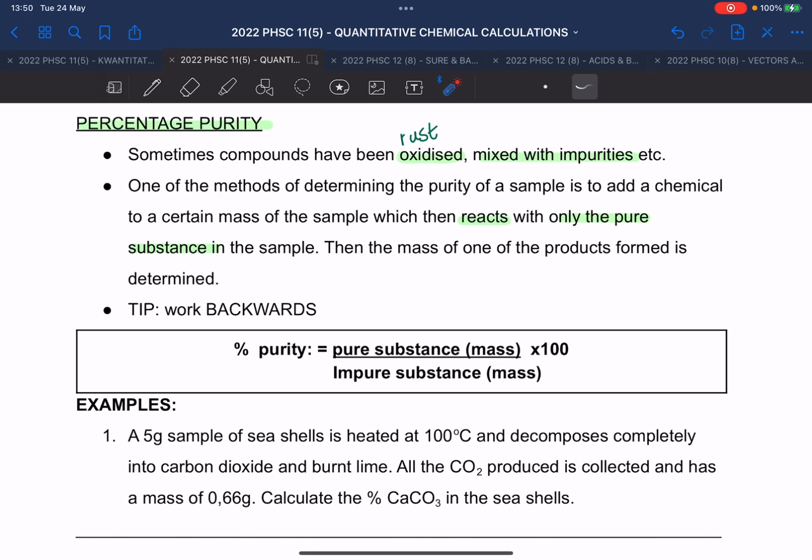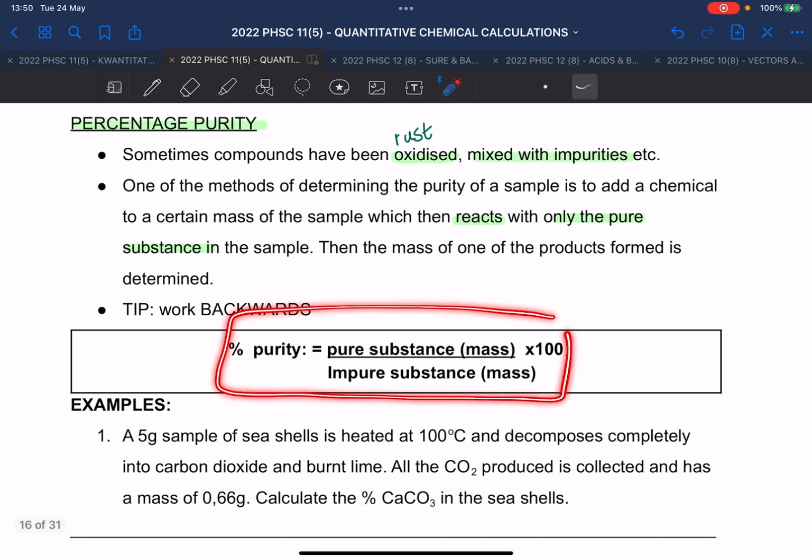Then the tip says work backwards. I'm going to explain that tip in the example just now. That formula there is not on your data sheet, the same as on the previous page. So you don't have to rewrite it exactly like it is. You must just use it, apply it.